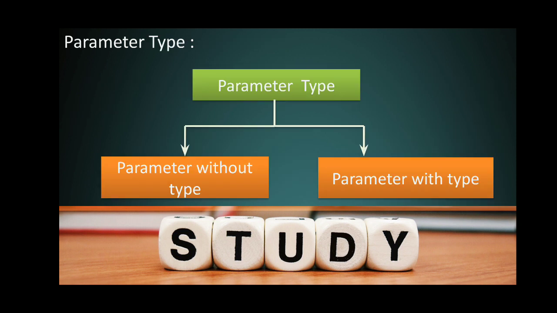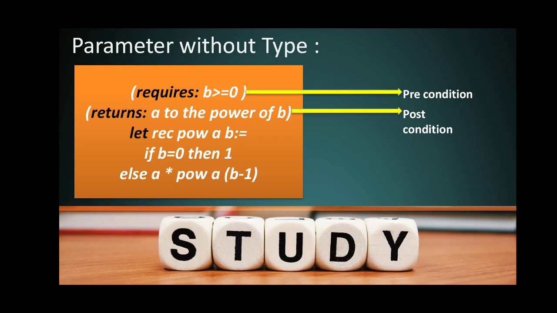That means there are two types of parameters. One is parameter without type, another one is parameter with type. We can get the meaning from the definitions. Parameter without type. If the data types of the parameters are not mentioned in the function definition, it is called function parameter without type. If you mention the data type, that is called a parameter with type. Look at the example, you can understand clearly.